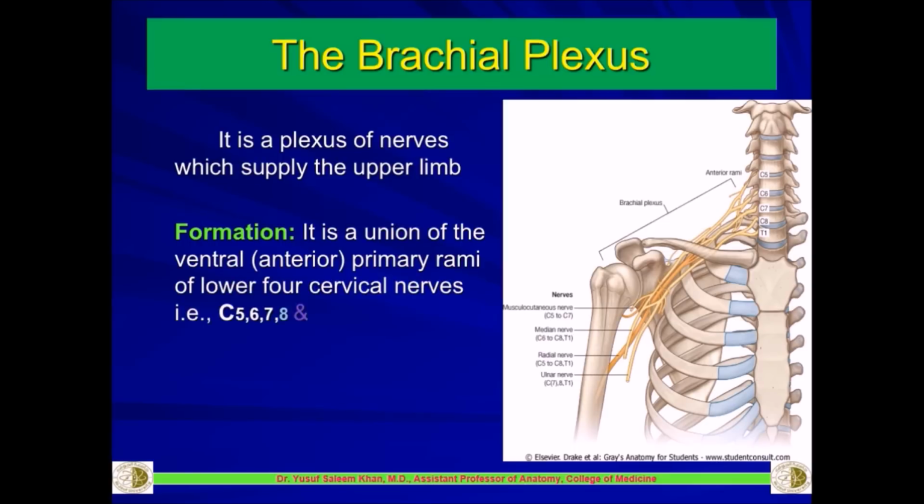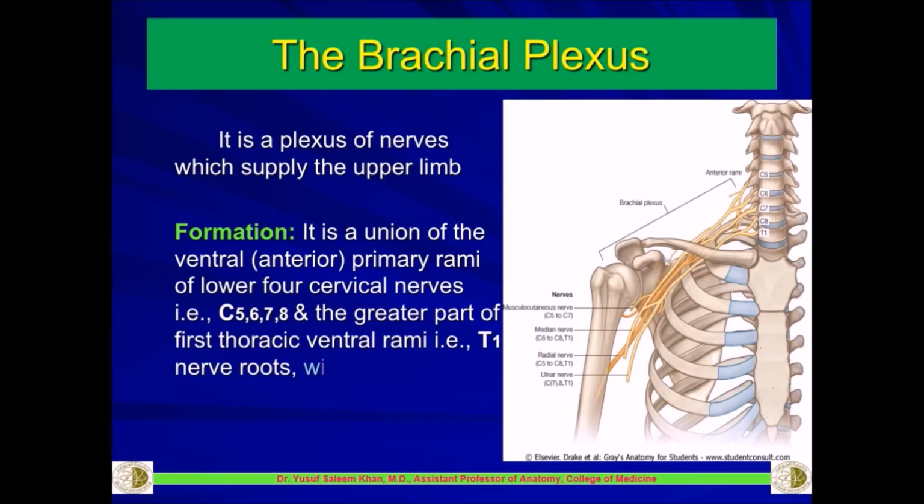Formation: it is the union of ventral primary rami or anterior primary rami of the lower four cervical nerves, that is C5, C6, C7, C8, and the greater part of the first thoracic ramus, that is the T1 nerve root, with variable contribution from C4 and T2. So what do you mean by this? It is nothing but the union of ventral or anterior primary rami of the lower four cervical nerves. Lower four cervical nerves are C5, C6, C7, C8.